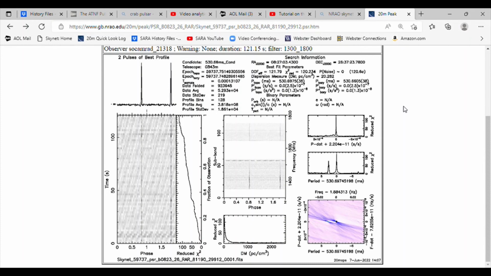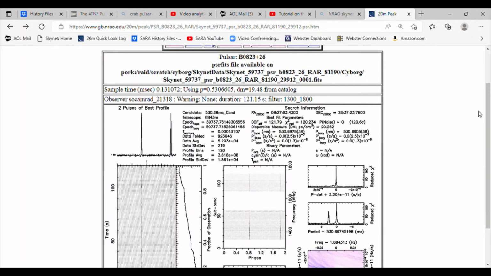This is, in my opinion, a very good detection of the pulsar B0823+26.